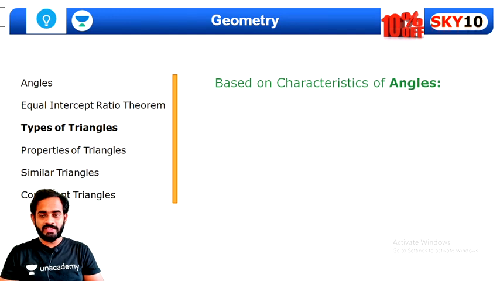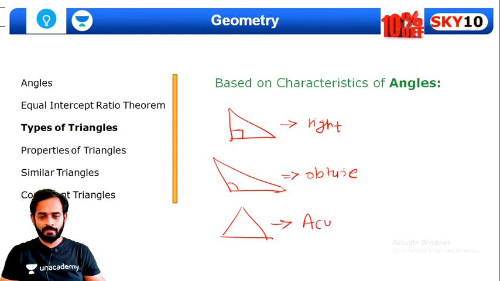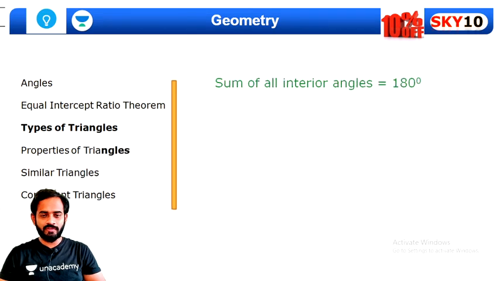Okay, based on characteristics of angles, first of all we have this triangle as a right angle triangle. If one angle out of three angles is 90 degrees, this is called a right angle triangle. Let's say one angle is greater than 90 degrees. Then this becomes an obtuse angle triangle. And if all the angles are less than 90 degrees, then this becomes an acute angle triangle. I hope there is no doubt over here. Okay, so let's quickly move further.